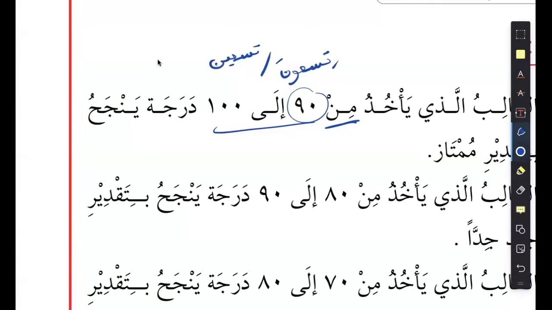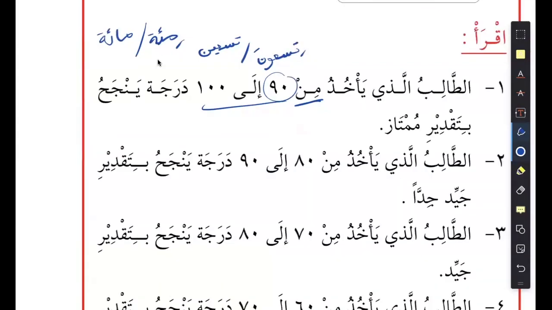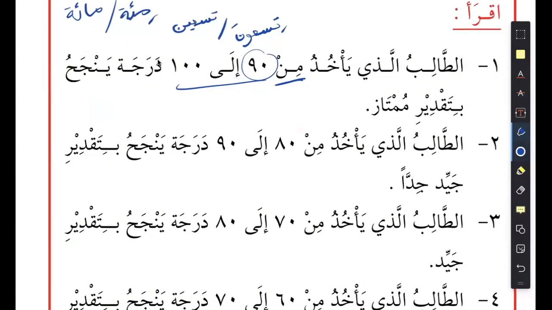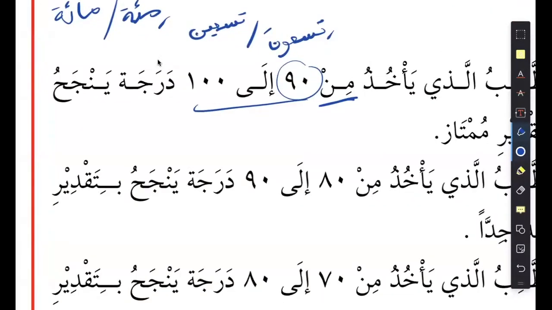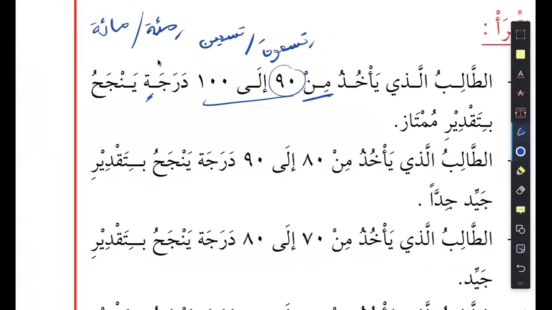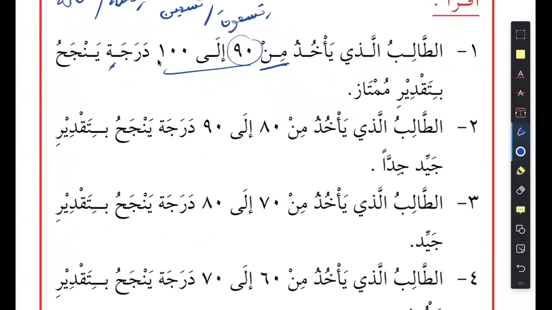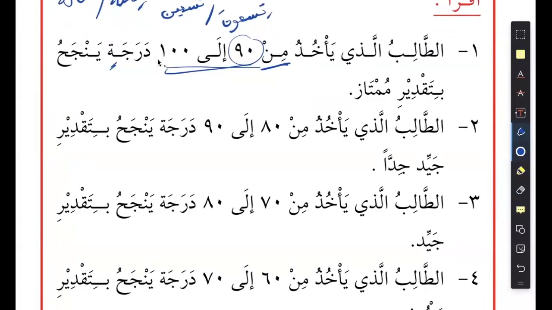daraja, right? I told you the mi'a has two ways you can spell. You can say mi'a like this, or you can say mi'a with alif like this. These are all review. After mi'a, the noun that comes after that would be majrur. So you say ila mi'ati darajatin. It would be singular, but it would be majrur. So anyone who gets from 90 to 100, they get mumtaz.